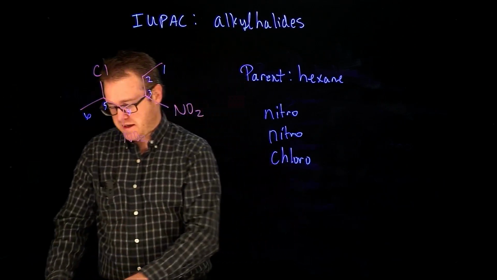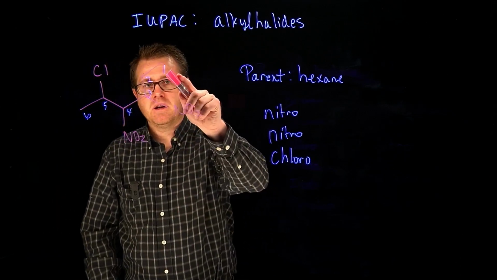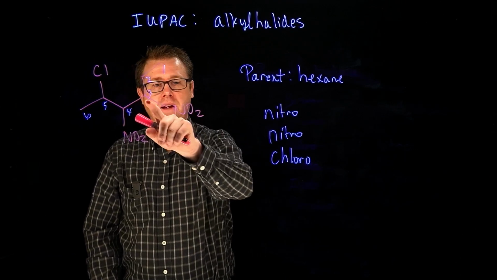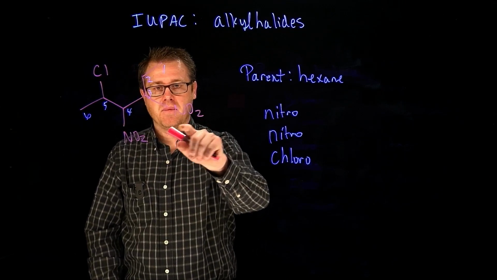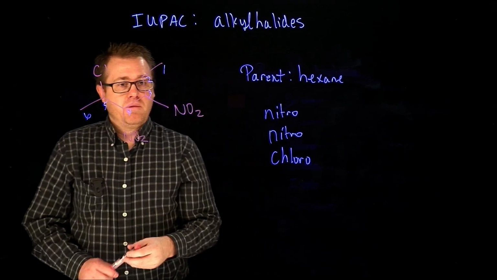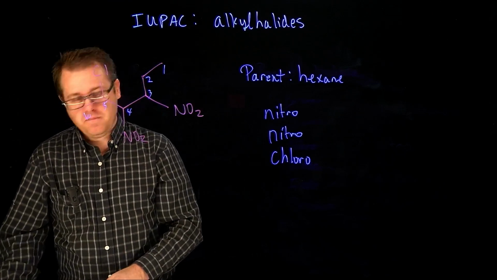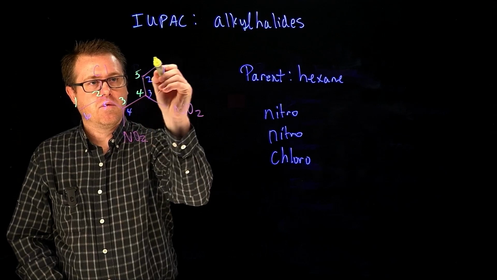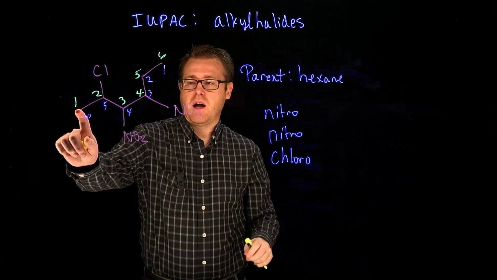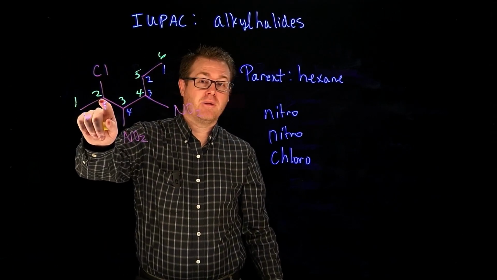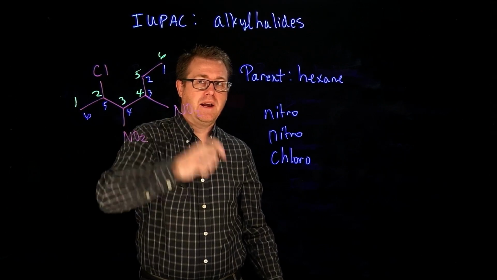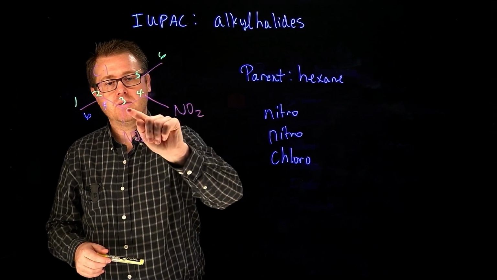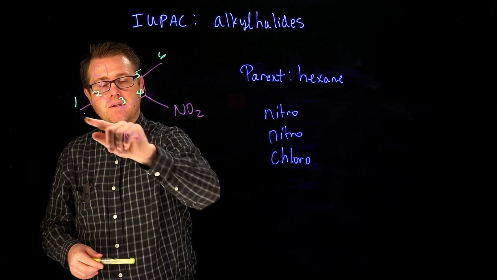Now we need to number this in the appropriate manner. In the blue numbers, I bump into my first substituent at which carbon? 1, 2, 3. I bump into this nitro at carbon 3. But could we have numbered this in a different way, to bump into a substituent at a lower number? I bump into the chlorine at carbon 2. So the green numbers are going to win. That's the best way of numbering this.